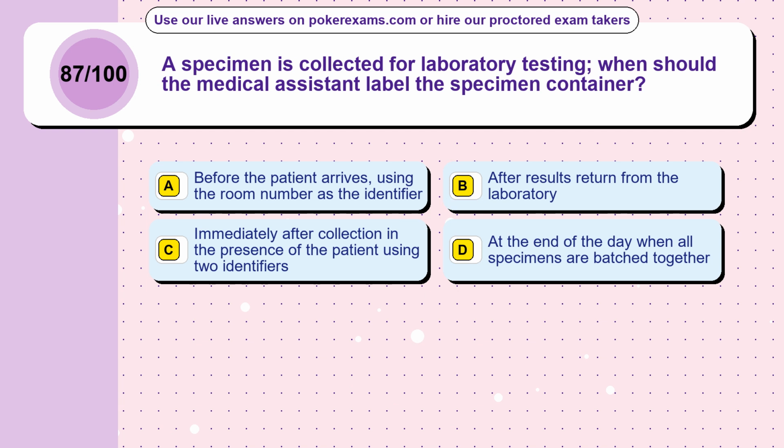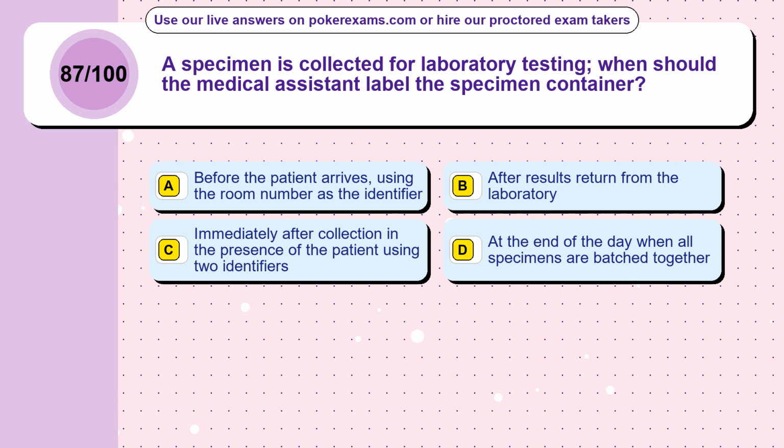Question 87. A specimen is collected for laboratory testing. When should the medical assistant label the specimen container? Option A. Before the patient arrives, using the room number as the identifier. Option B. After results return from the laboratory. Option C.